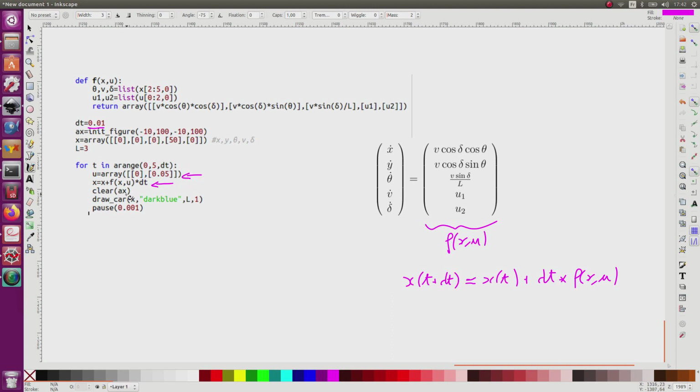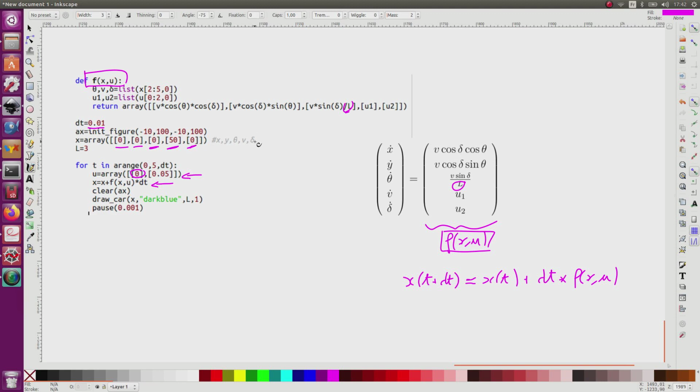So I clear the figure at each step. I draw the car in blue with the corresponding L, which is involved also in the state equation. So the L here corresponds to the L here. This corresponds to my function f. This is the initial condition, where for x and y I take 0 at the origin. The initial heading is 0. The speed is 50 meters per second, but since I have no acceleration here, it will remain 50 meters per second forever.